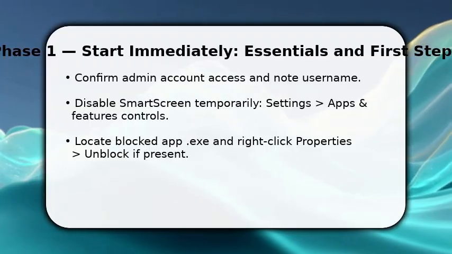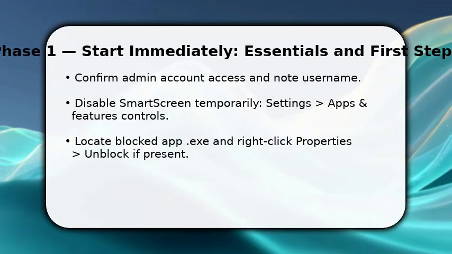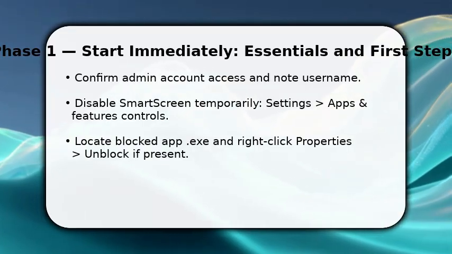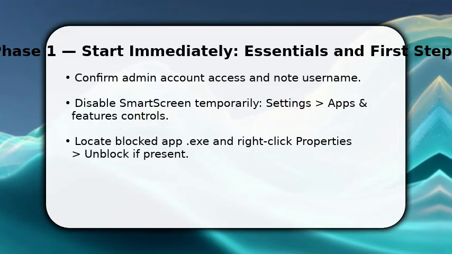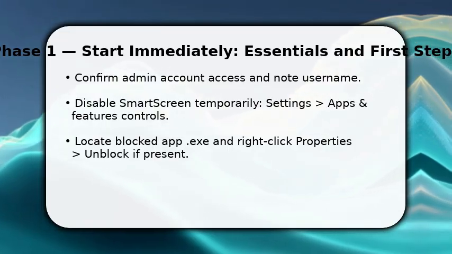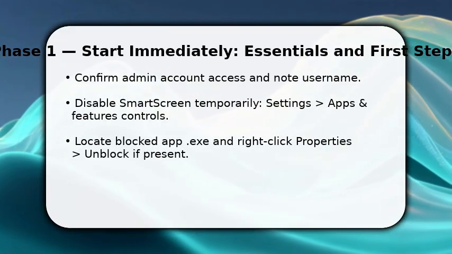You need admin rights to proceed. Sign into that account now. First, disable Windows Smart Screen temporarily so it stops blocking installers. Go to Settings, open App and Browser Control, choose to turn it off for installers.